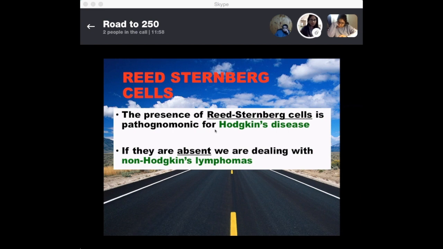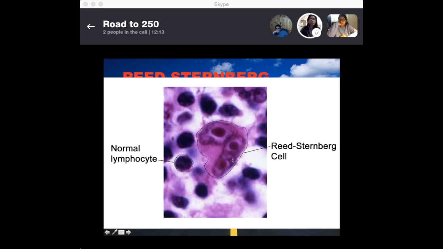Reed-Sternberg cells, like I said, are pathognomonic for Hodgkin's disease. And if they are absent, we're dealing with non-Hodgkin's lymphoma. They are these owl-eye appearing cells, and they can be identified by CD markers 30 and 15 on flow cytometry. So owl-eye, it appears as two eyes.